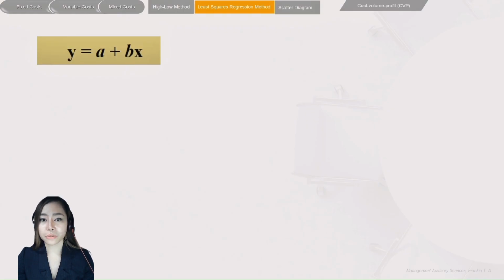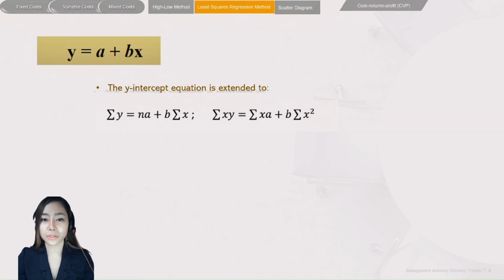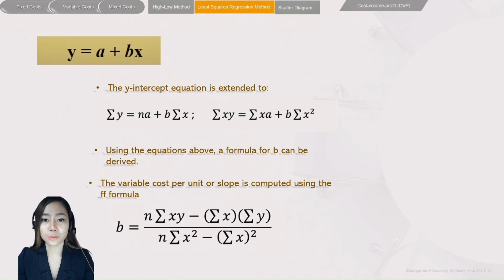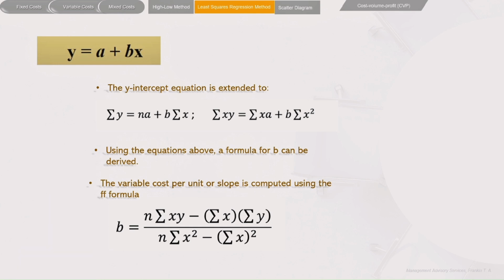Like the other methods of cost segregation, the least squares method also follows the same cost function: y is the total cost, a is the y-intercept, and b is the slope. Looking into differential calculus, we get the following normal equations. b equals n times the summation of xy minus the summation of x multiplied by the summation of y, over n times the summation of x squared minus the square of the summation of x. Using the normal equations and the process of elimination, we can derive this formula.